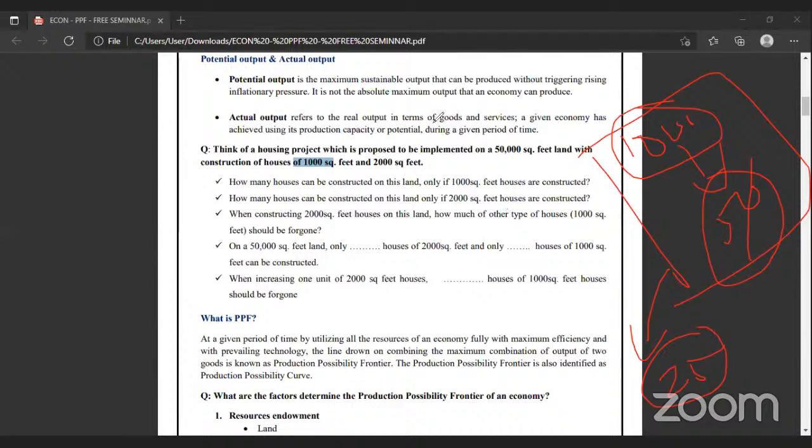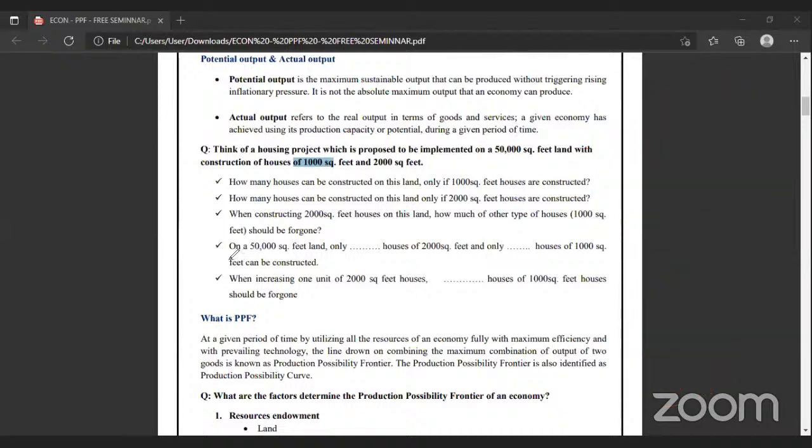It is a basic thing, because this type of question will only be asked in MCQ, right? Now come to the point here. Now it's easy, you can understand already. I told the answer. So on a 50,000 square feet land, only how many 2,000 square feet houses can be constructed? 25 houses of 2,000 square feet can be constructed, and only 50 houses of 1,000 square feet can be constructed. So that is the final conclusion. You got it. Perfect.